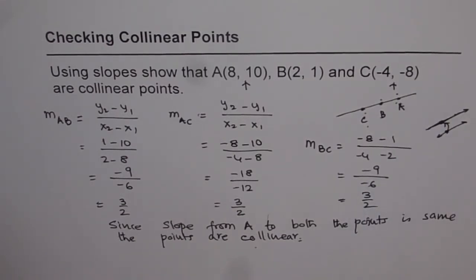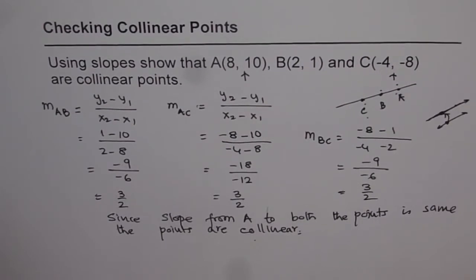Have a good look at it. Try to understand what we did to check whether the points were collinear or not. Since the slope was the same from one point to 2 other points, all the 3 points are on the same line, and when they are on the same line, we call them collinear points.